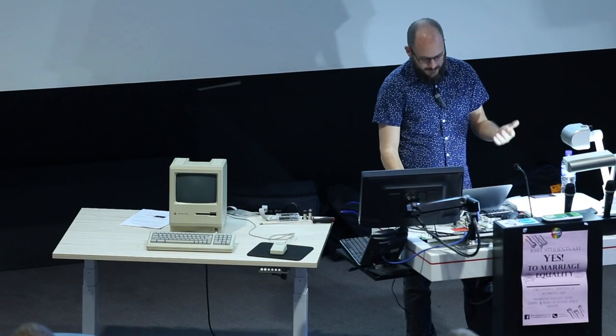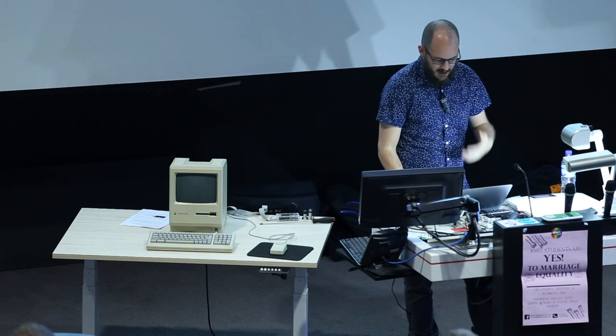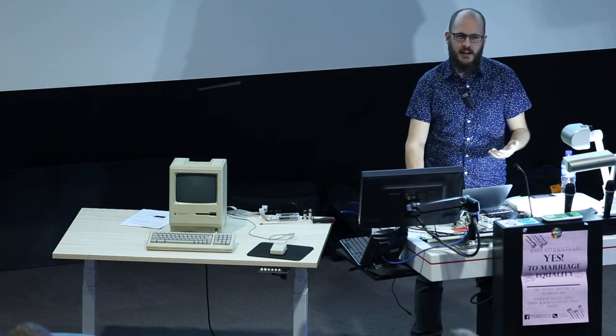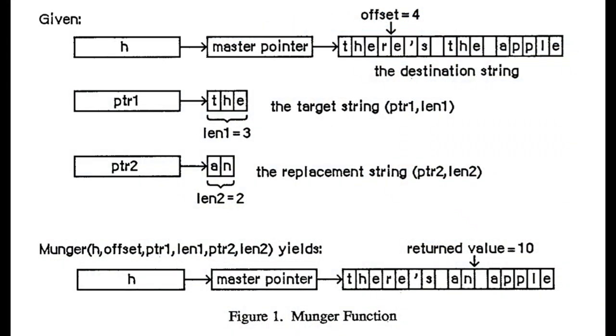So all these pointers coming along, there's handles, offsets, it might seem a bit strange and you might not see what it's doing straight away, unless you have a diagram. So this is the accompanying diagram for the Munger function. You can see that if you start at offset 4 and you have two other strings, it'll go in and replace "the apple" with "an apple", and give you a return of where it finished the replacement.